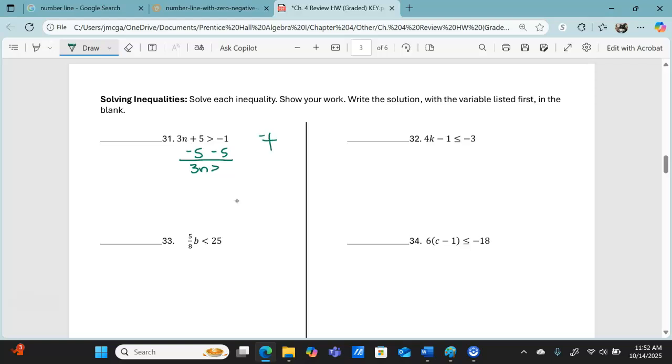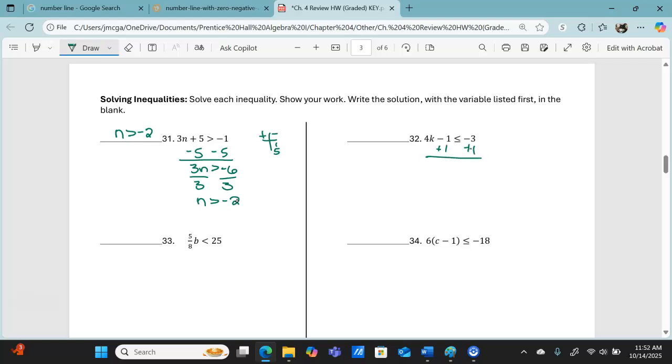The 1 and 5 are both negative, so I'm going to add them up and keep the sign. Then divide by 3, and we get n is greater than negative 2. Again, I do not change the direction of the inequality because I divided by a positive 3.